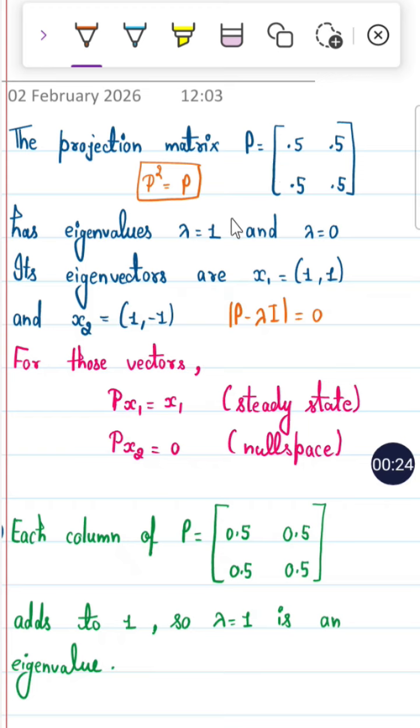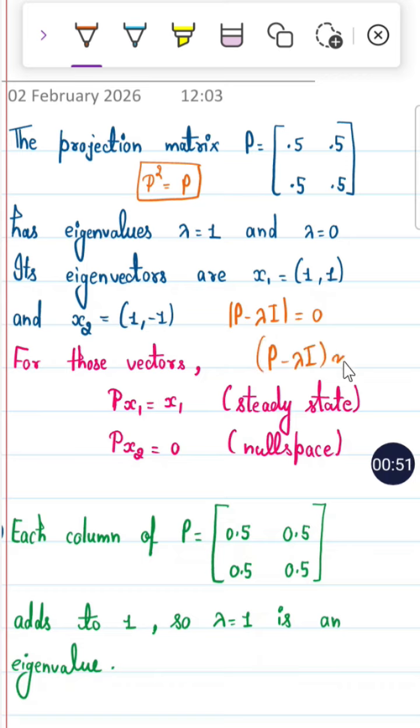Find out the lambdas. What are the lambdas equal to? The eigenvalues we will find by taking the characteristic equation, determinant of P minus lambda I equals 0. This gives lambda equals 1 and lambda equals 0. Firstly, when we take lambda equals 0, then it gives P minus lambda I, so it will give (P minus lambda I) x equals 0.